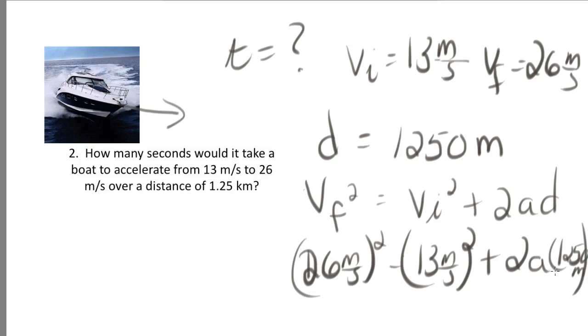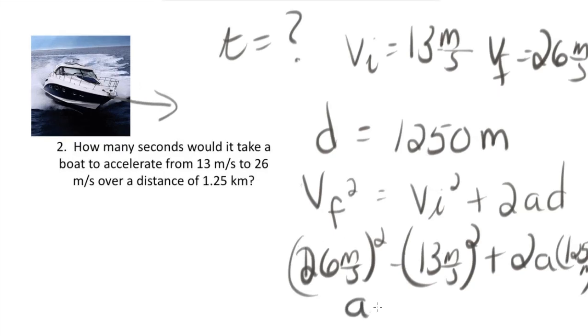All right, so when we go through and do all your math and do everything out, it comes out to be 0.2 meters per second squared. So just plug in the numbers in your calculator and you were able to get that. So 26 squared minus, oh, that was an equal sign, minus 13 squared divided by 2 times 1250.